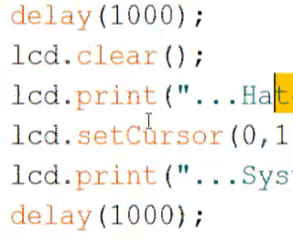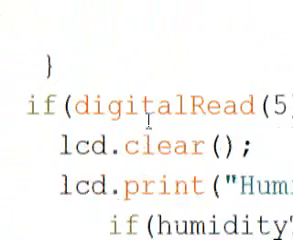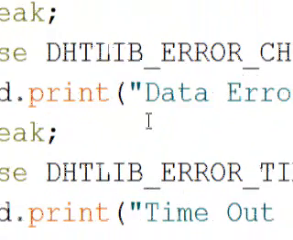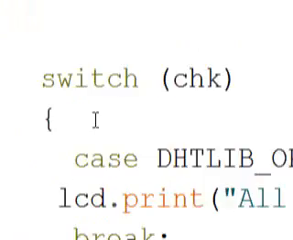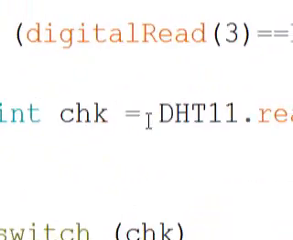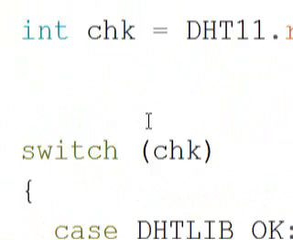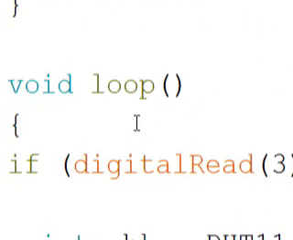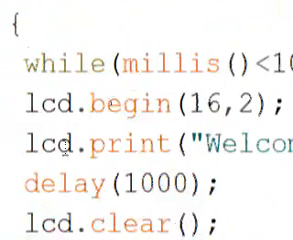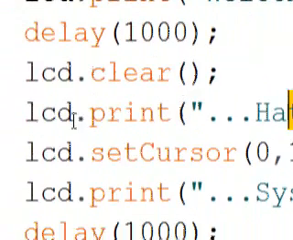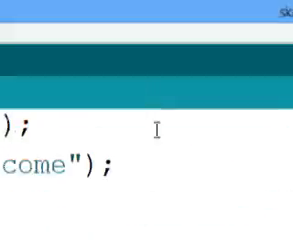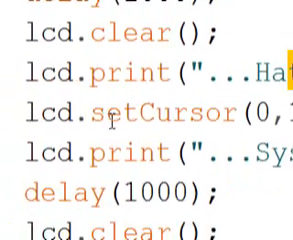LCD.print hatchery system. Actually, the system that I'm writing, just as you can see here, is a hatchery system code. It is a system that controls the temperature and humidity sensors, and just controlling some motors, etc. I'm not gonna explain or go through the system, but let's just stay on the subject. LCD.print hatchery means I'm gonna print hatchery on the screen.